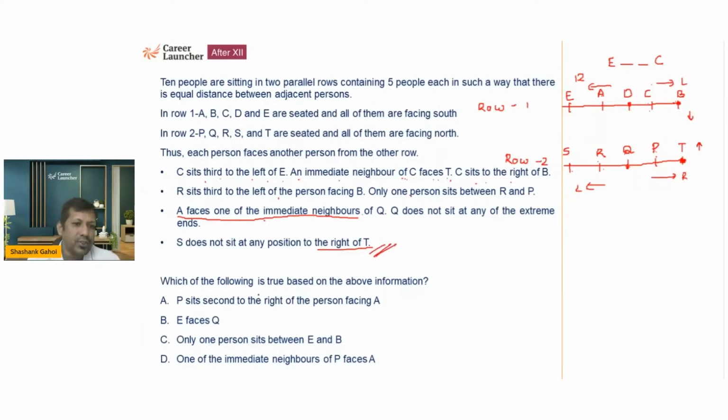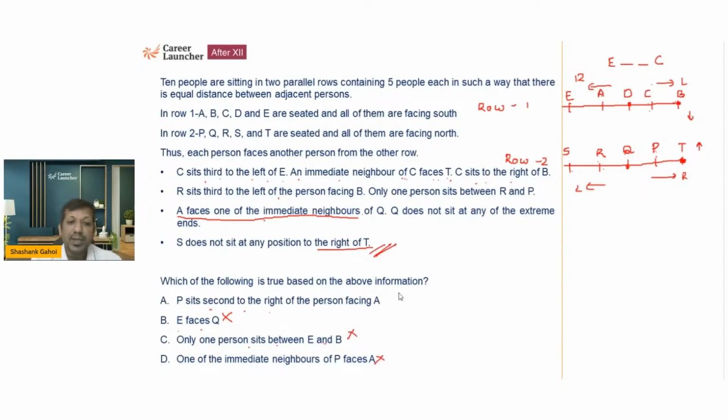Now, which of the following is true? I'm directly going to read the options that are easy. E faces Q, that is false. Okay. One of the immediate neighbors of P faces A. That is also false. Okay. Only one person sits between E and B. No, that is also false.